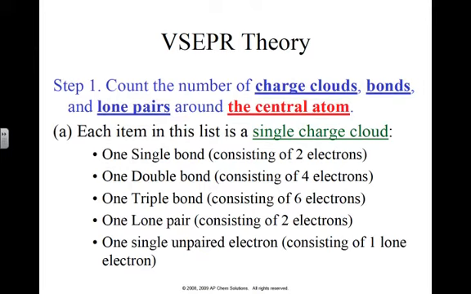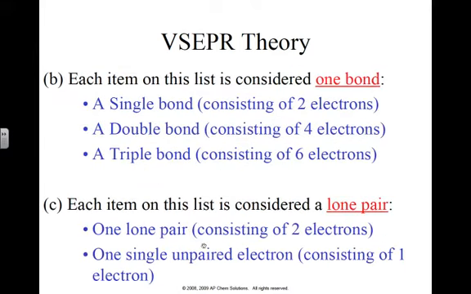Count the number of charge clouds, the bonds and lone pairs around the central atom. Each item in this list is a single charge cloud. A single bond is a charge cloud. Double bond, triple bond is a charge cloud. A lone pair is a charge cloud. One single unpaired electron can represent a single charge cloud.